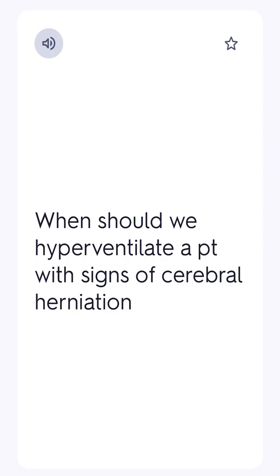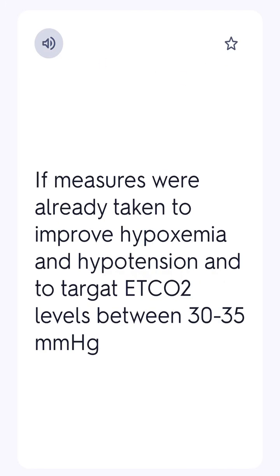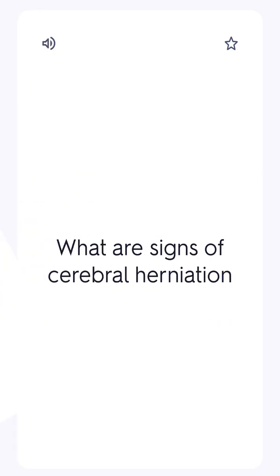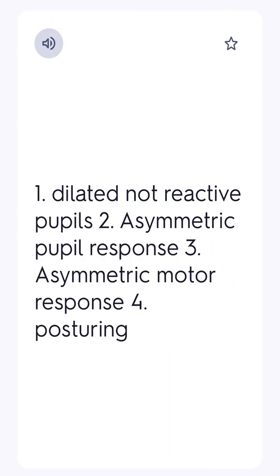When should we hyperventilate a pt with signs of cerebral herniation? If measures were already taken to improve hypoxemia and hypotension and to target ETCO2 levels between 30 to 35 mmHg. What are signs of cerebral herniation? 1 dilated non-reactive pupils, 2 asymmetric pupil response, 3 asymmetric motor response, 4 posturing.